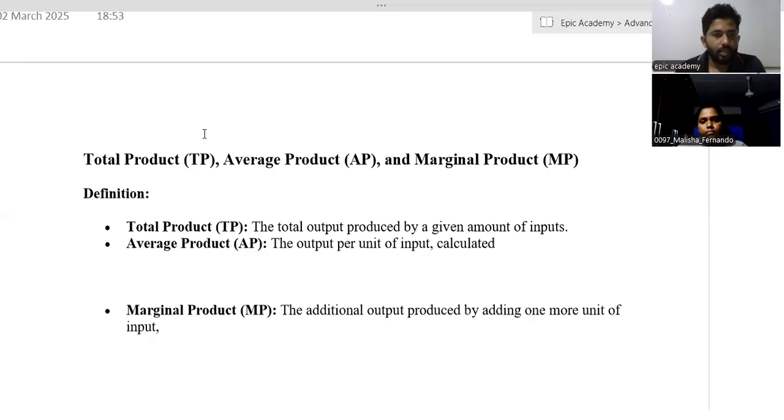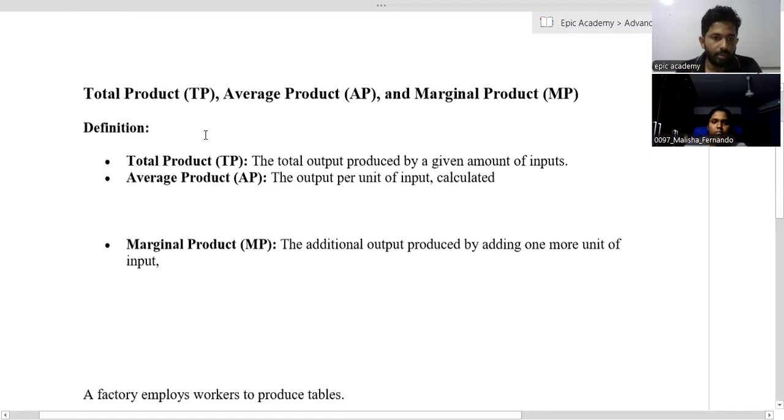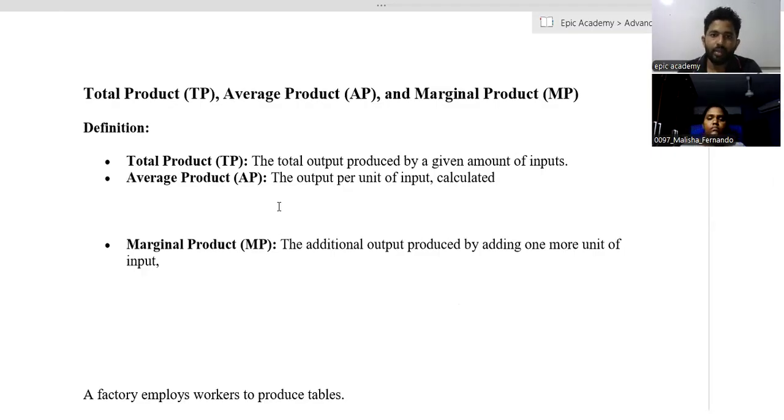So production can be categorized into three categories. First one is total production, average production, and marginal production. So we can identify one by one. First one is total production. Total production means the total output produced by a given amount of input.